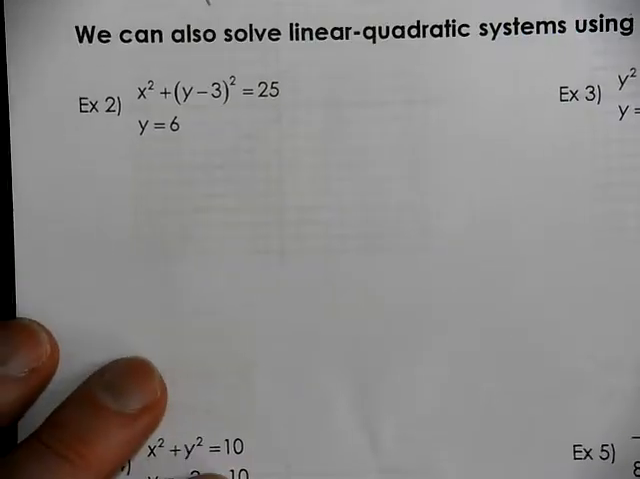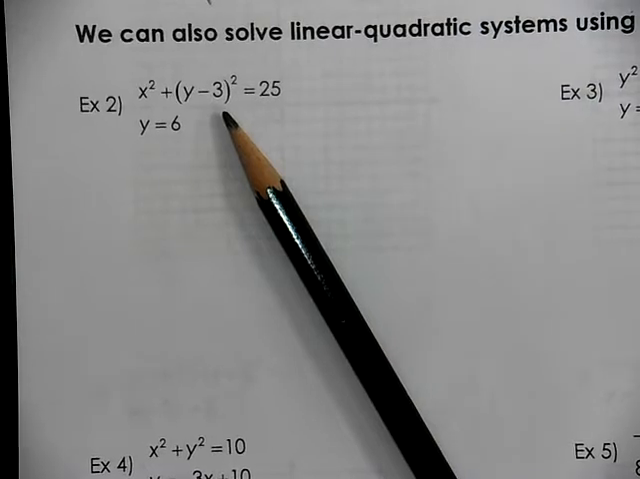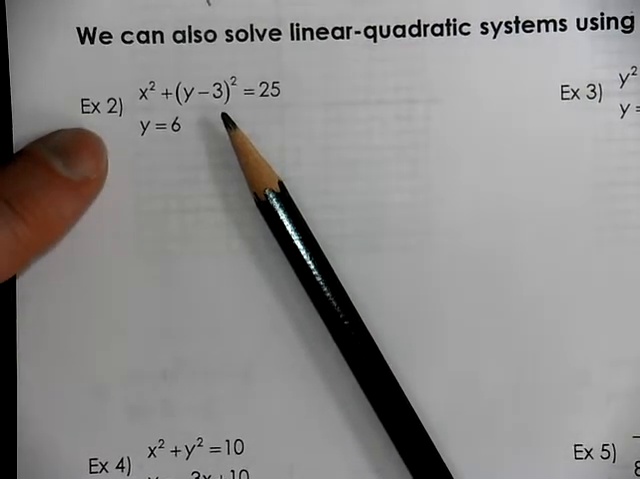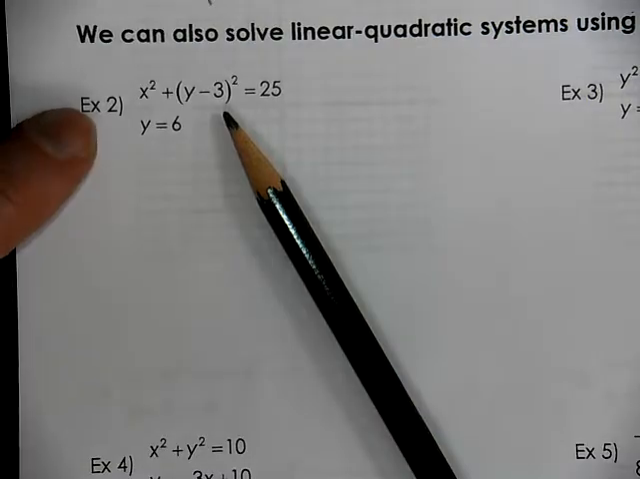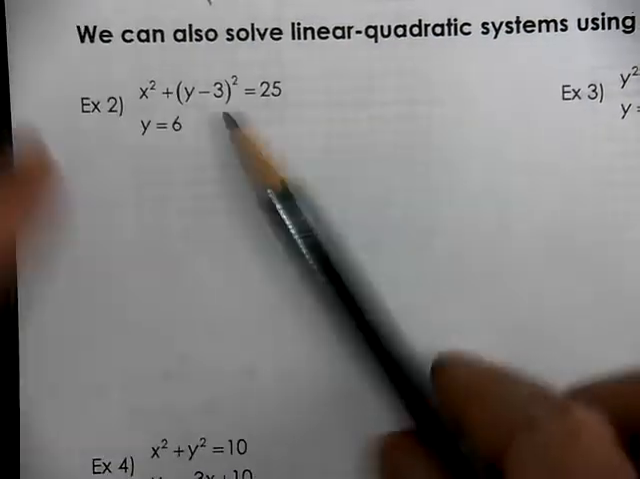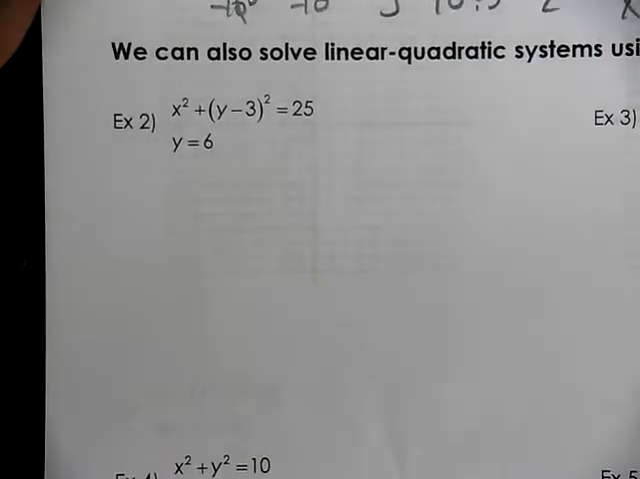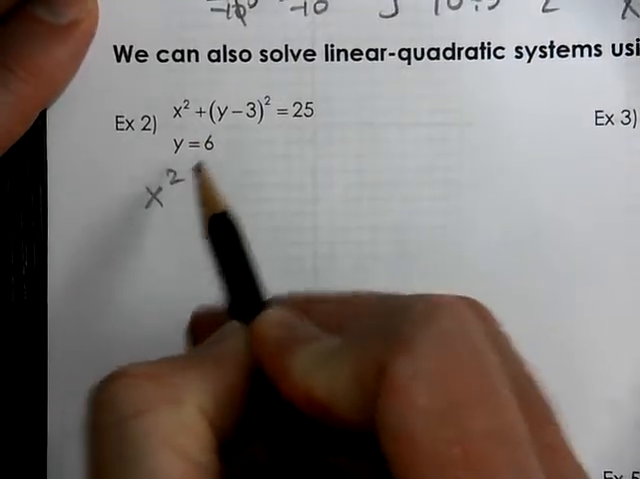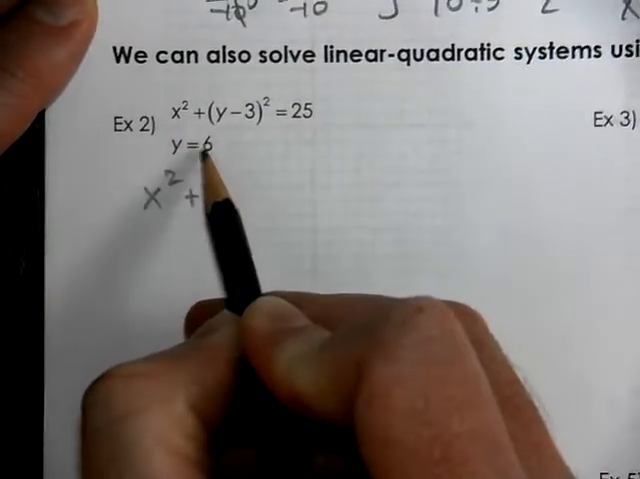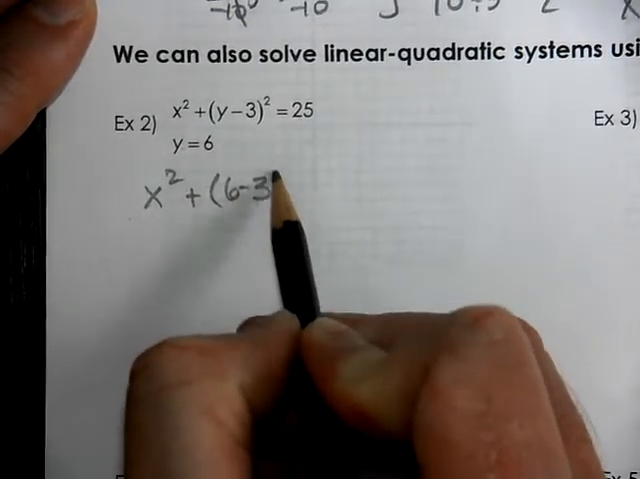Now we're going to come down and we're going to work with a circle. When you're working with a circle, elimination doesn't work as well. So we're going to have to try something different. We're going to use substitution. That's going to work a lot better in these situations. So x squared plus, if my y value is 6, I'm going to plug a 6 in for my y.